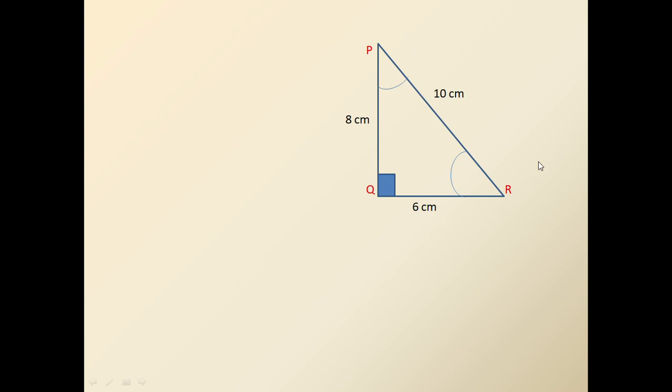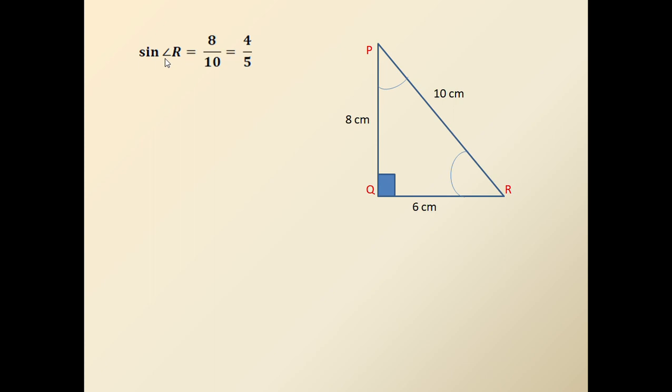Since it follows Pythagoras theorem, being a right angle triangle, 8 square plus 6 square is equal to PR square. We can check here: 8 square is 64, QR square is 36, that is 64 plus 36 is 100, and PR square, 10 square, is 100. So it is verified. Now in context of this triangle, let us consider the ratios one by one.